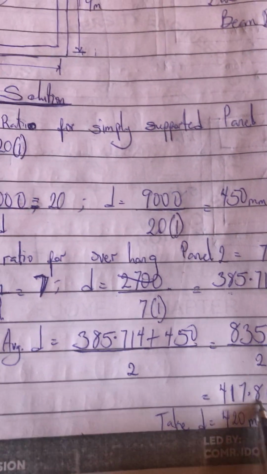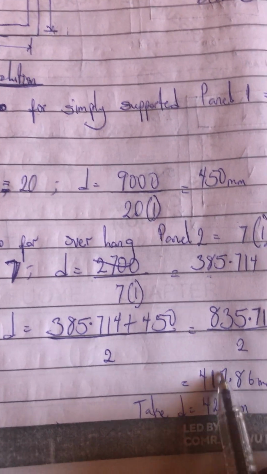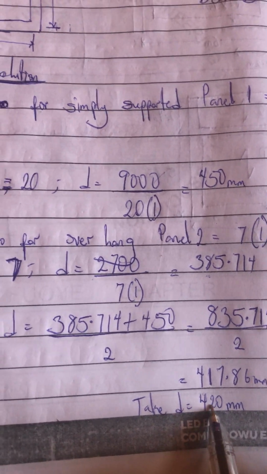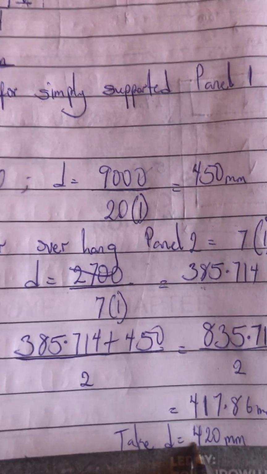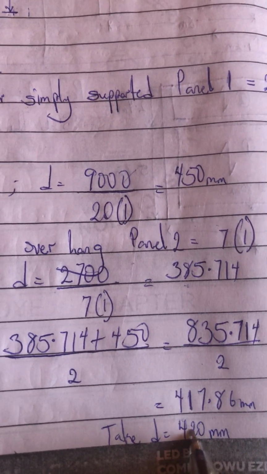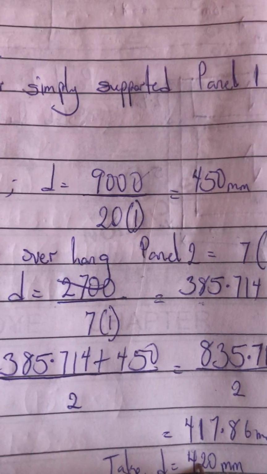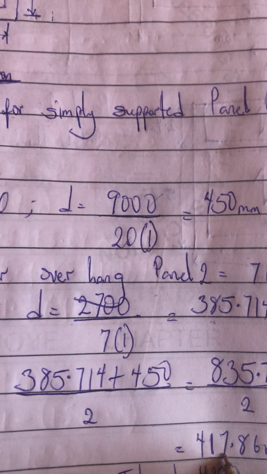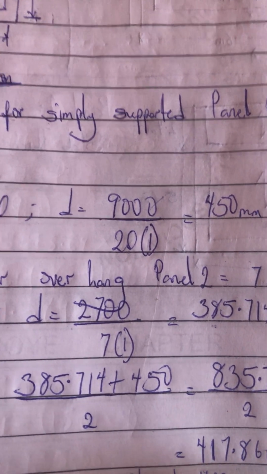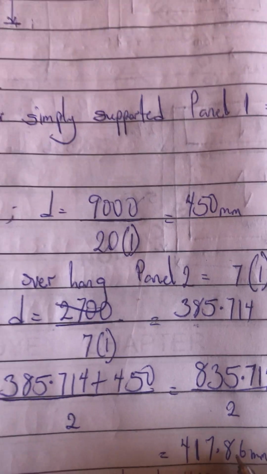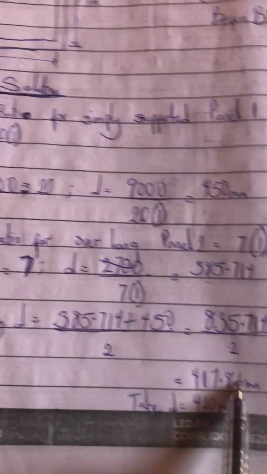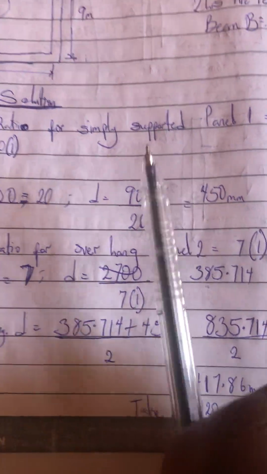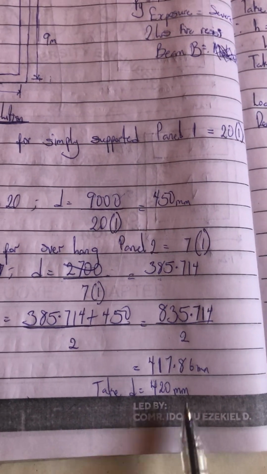The reason why we approximate this is that we don't want our values to have point something, because it won't be easy for construction on site. So you round it up, because you can't round it down, to the nearest tens or 5. You can round this up to like 420, or if it is 421 point something, you round it up to 425. So now, since we've gotten our average depth for the two conditions, the simply supported and the overhang, we've gotten it to be 420 mm.